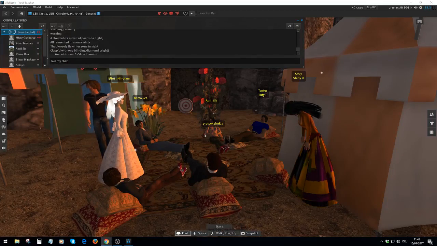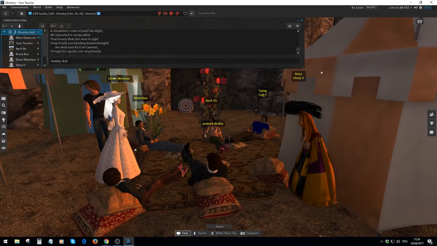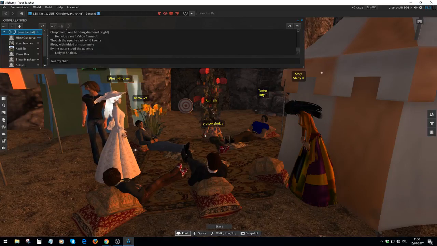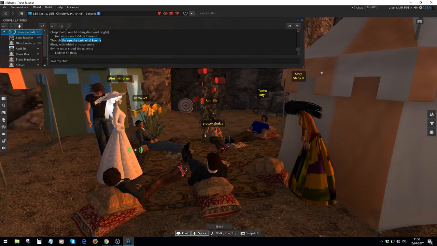Across the white crown of her, she died, and raimented in snowy white, that loosely flew her zone inside, clasped with one blinding diamond bright, her wide eyes fixed on Camelot, though she squally east wind keenly blew with folded arms serenely by the water stood queenly, Lady of Shallot.